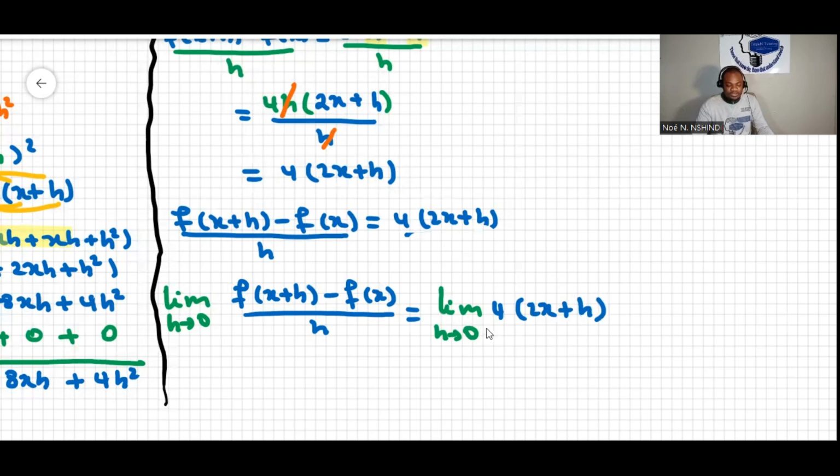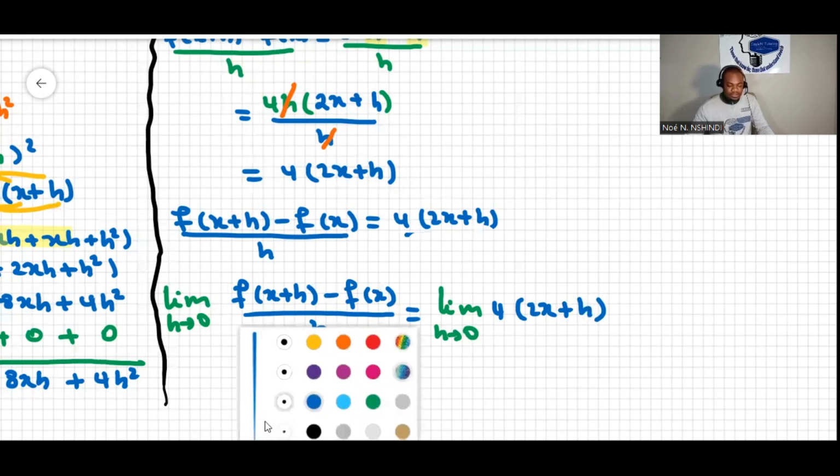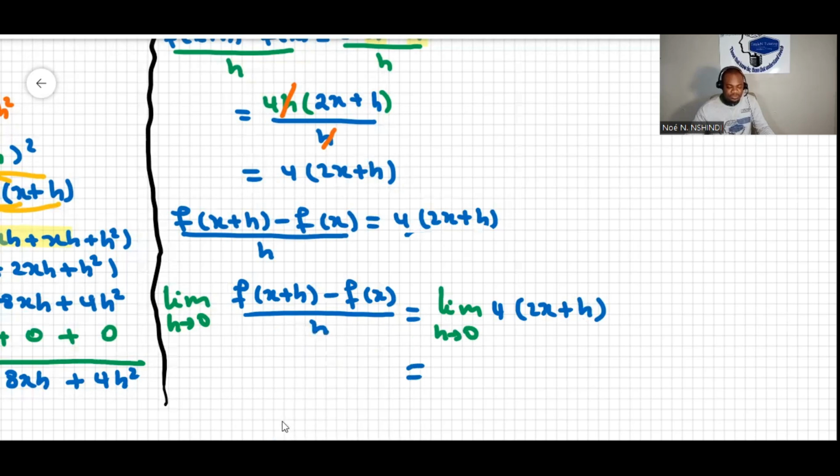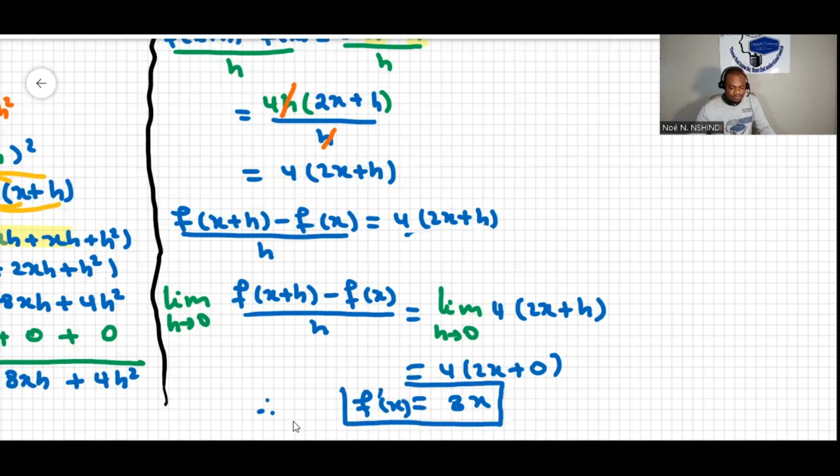Now, to work out this part, it simply means wherever we have h, we're going to substitute h by 0. Okay, we substitute 0 here, and then we won't need to write the limit again. So we just say equal to 4(2x plus 0) for x there, and this will be 8x. Therefore, the derivative f prime of x from first principles is just equal to 8x.